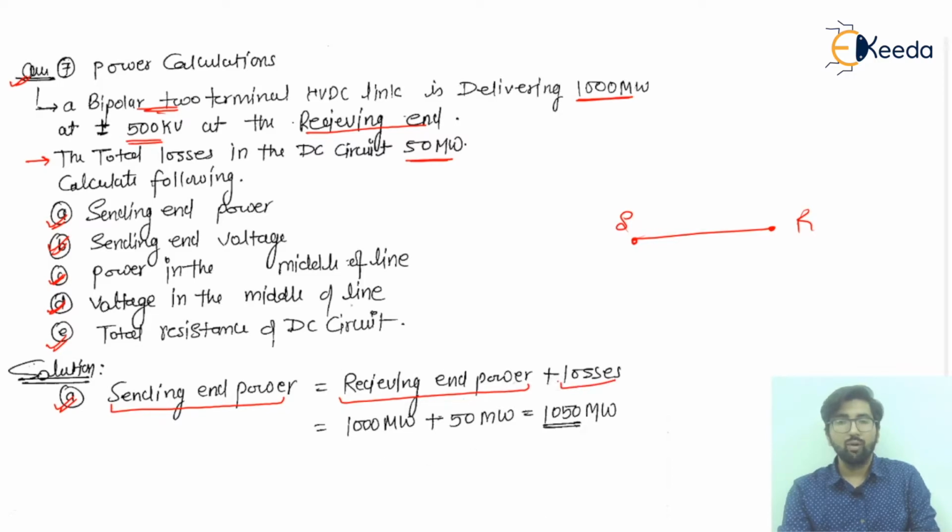Then what is the receiving end power? It is given as 1000 megawatt. So put the value 1000 megawatt here and the 50 megawatt. Then while adding, you will get 1050 megawatt, or you can say 1050 into 10 raised to power 6 watt. Okay, now we will move to the next one.